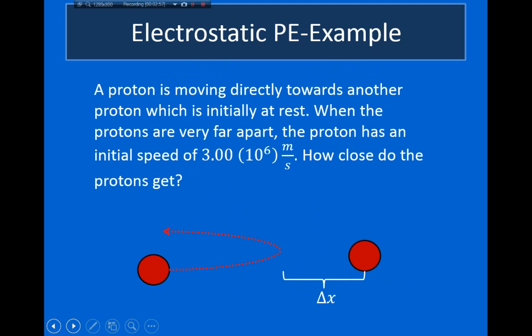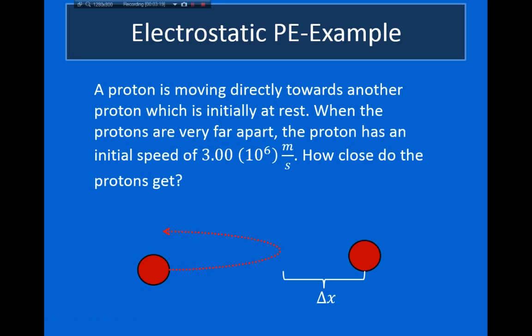So let's go ahead and look at another example. This next example says a proton is moving directly towards another proton, which is initially at rest. When the protons are very far apart, the proton has an initial speed of 3 times 10 to the 6 meters per second. The question asks us, how close will these two protons get?